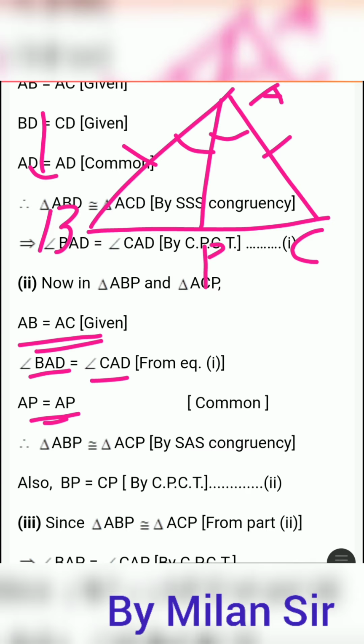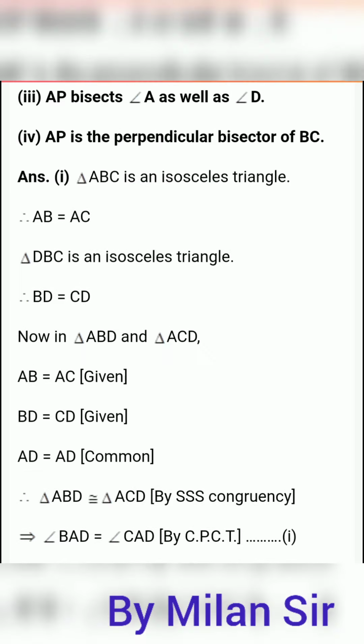And AP is the common side. So here we have side angle side criteria. So triangle ABP is congruent to triangle ACP by the side angle side congruency criteria.